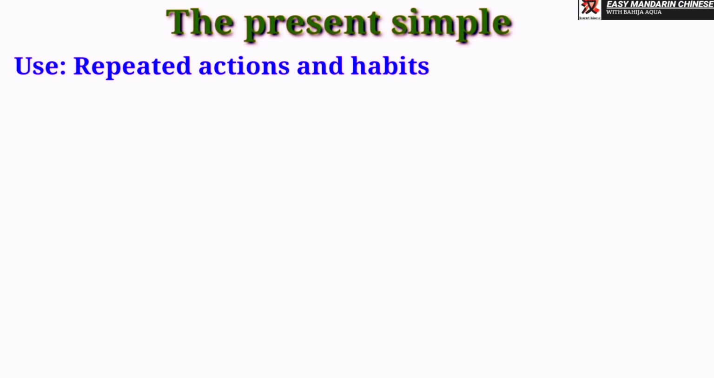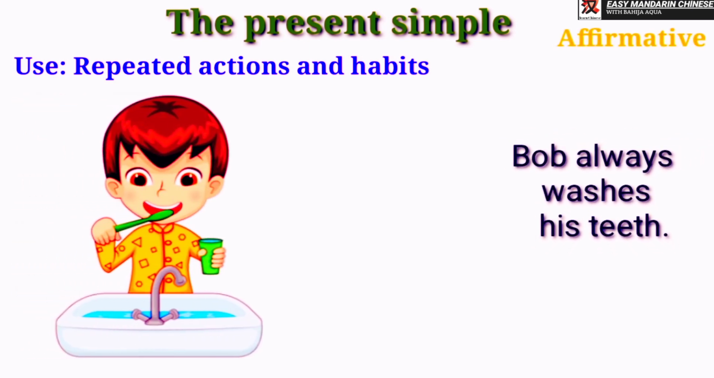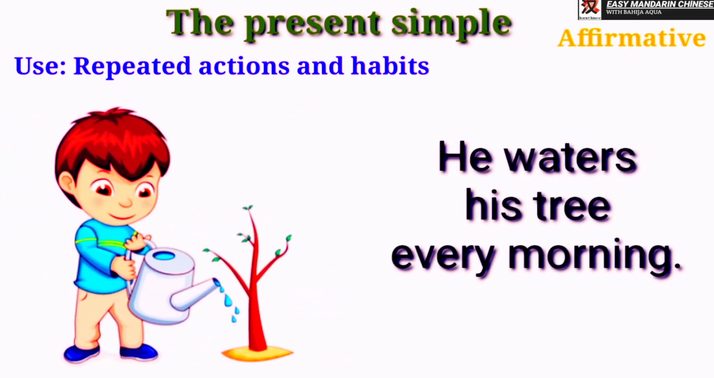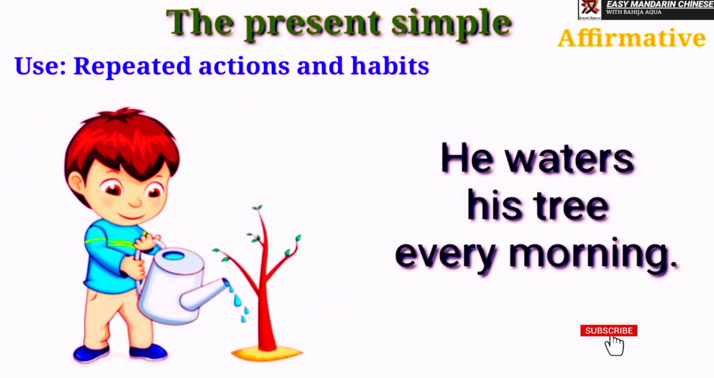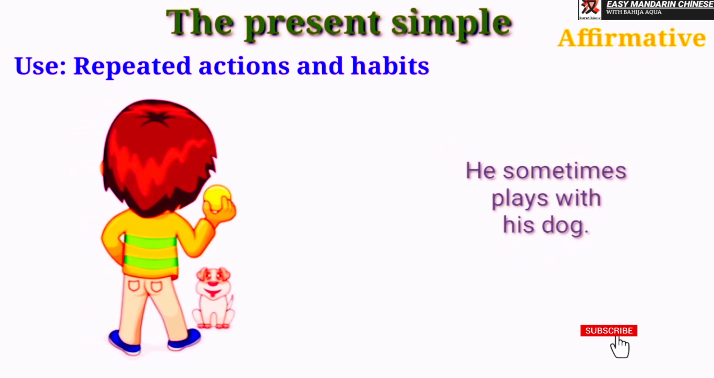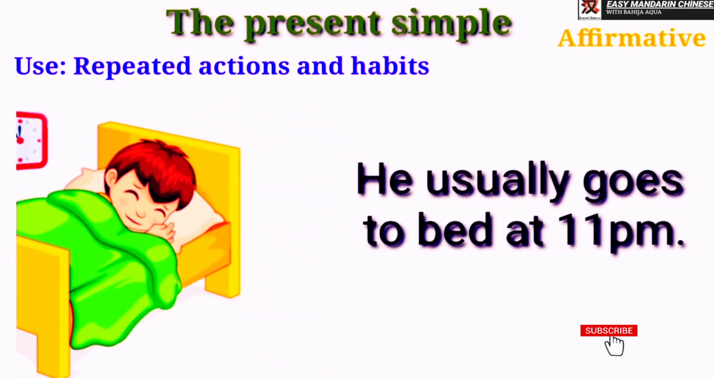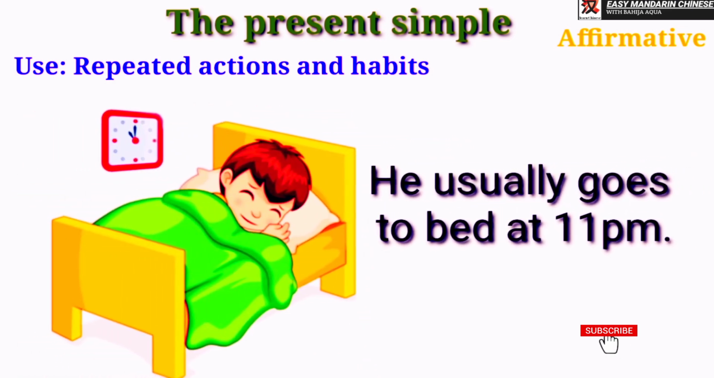The present simple. We use the present simple to talk about repeated actions and habits. Bob always washes his teeth. He waters his tree every morning. He sometimes plays with his dog. Bob often reads stories. And he usually goes to bed at 11 p.m.